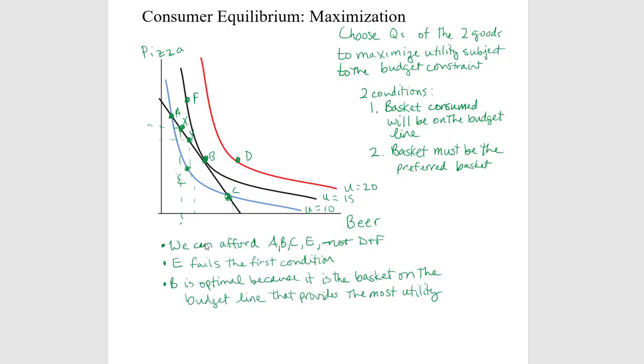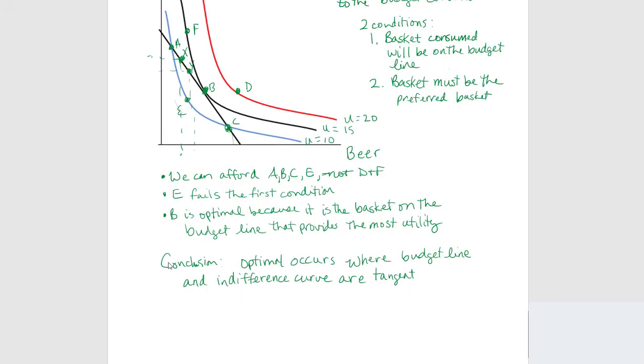Let me summarize. We can afford points A, B, C, and E, but not D and F. E fails the first condition, so we're not considering it. That left us to A, B, and C. B is the optimal because it is the basket that's on the budget line that provides the most utility. So our conclusion here is that the optimal occurs where the budget line and the indifference curve are tangent to each other. That is to say, the lines will have the same slope at that point.